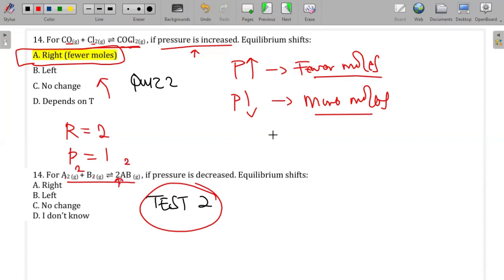So if the number of molecules are equal, like in this case, the equilibrium is not going to shift anywhere. It will remain the way it is. Either you decrease the temperature or you increase the temperature, it's not going to move. So here we're going to say there will be no change. Why? Because the number of molecules on the left-hand side and the right side are the same. So you decrease the pressure, increase the pressure, no effect.